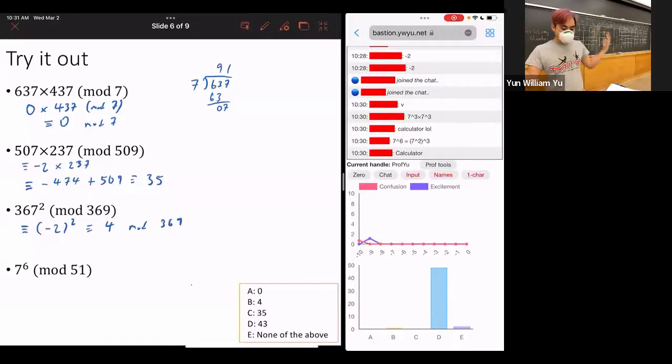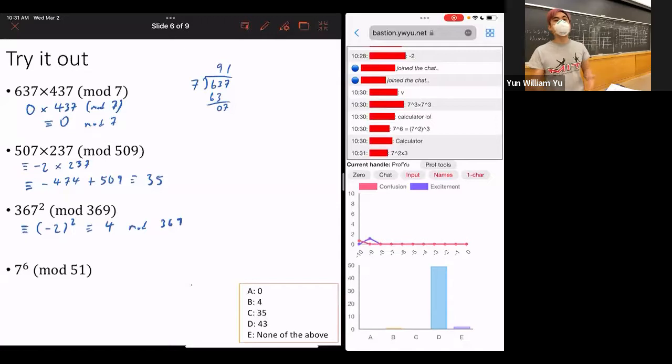I'm trying to illustrate that you don't always want to brute force it. This number is small enough, but there will be a problem on the midterm which is too big for you to brute force with your calculators. So you should try to keep in mind these other ways of doing it.